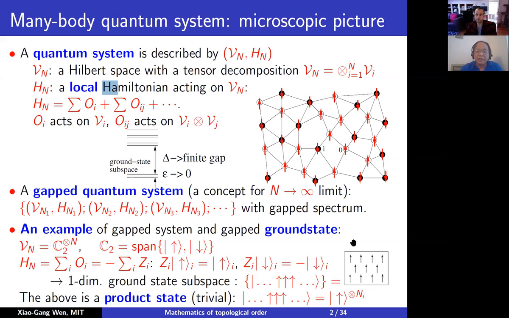And this state has a special property: it's a product state because it's a tensor product of the up state on every site. This tensor product state is kind of like a trivial state. Like a zero in the additive operation, or one in the multiplicative operation, or the fusion unit in the tensor category. So the trivial state is a product state. Okay, so that's some basic things in condensed matter.